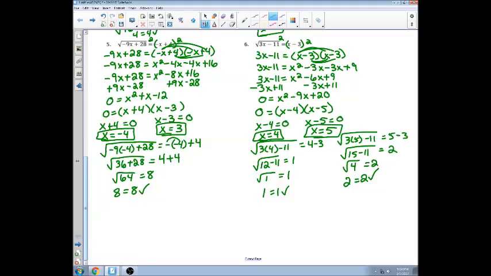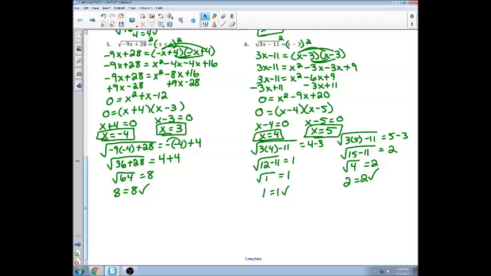Well, that is the end of our lesson. Just remember that before I can square both sides, what I need to do is get the radical by itself. If I do not have the radical by itself, I need to move something before I can square both sides. After you square both sides, you need to go ahead and combine like terms, and then you'll factor. Once you have factored, you can set everything equal to 0 and get your answers.